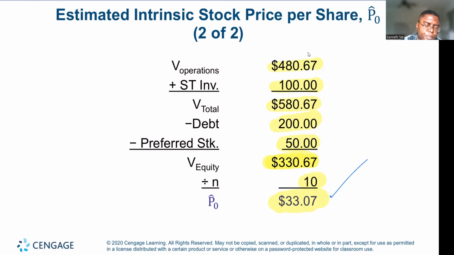If we have the value of operation, we add the short-term investment, and that gives us the total value. If we have total value, we subtract debt and we subtract preferred stock. That gives us the value of equity. The value of equity, we divide by number of shares outstanding. That gives us the price, which is where we want to be. So that is how we value a company using the cash flow model.